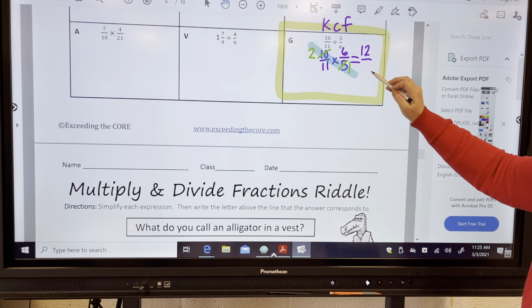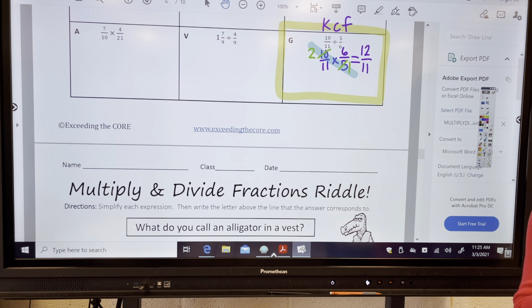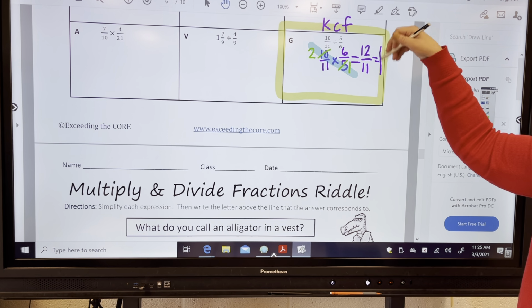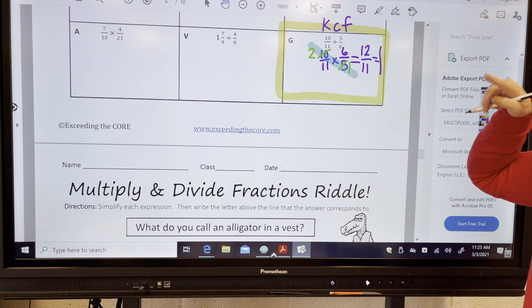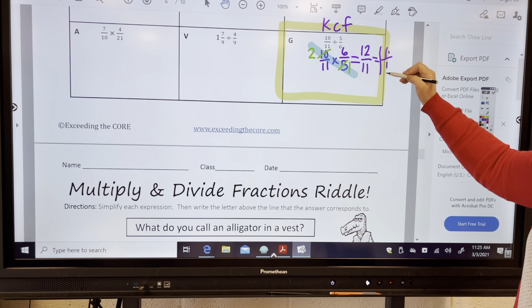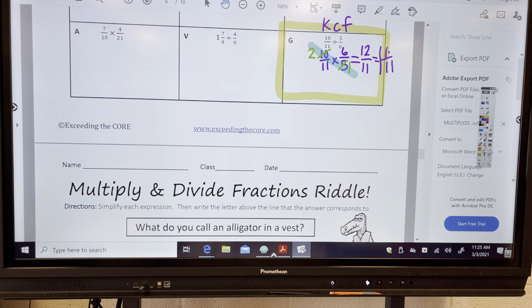11 times 1 is? Can I leave it like that? Nope. Go divide. How many times will 11 go into 12? Always leave that as your whole number. Always write the remainder as your numerator. How many are left? And your denominator stays the same. Is that an option at the top? It sure is. So where you see 1 and 1/11, you need to write a G at the top, okay?